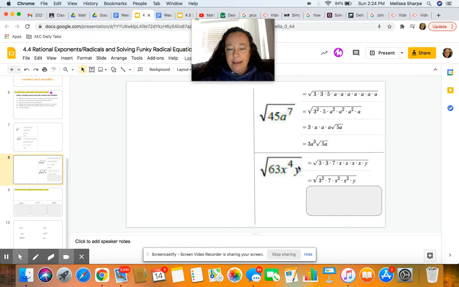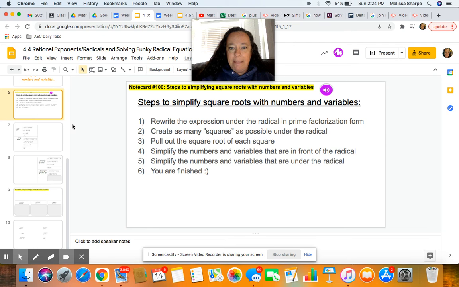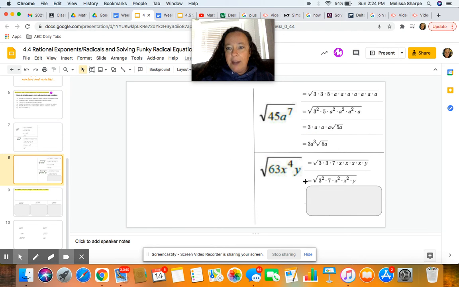Like that. And then your next step is pull out the square root of each square. So we're going to bring out a 3. We're going to bring out an x and bring out another x, but leave the 7 and the y underneath. Okay. And then your next two steps are to clean up the front and clean up underneath. So you have 3x squared in the front and you have a 7y underneath.